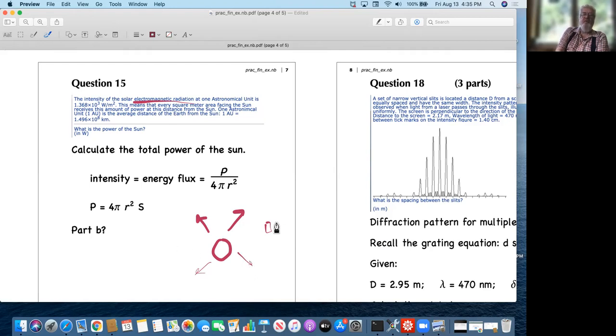What you're told is the energy flux, energy per unit time per unit area at some distance. This distance is 1 astronomical unit, the distance from the sun to the earth. So this number, 1.368 times 10 to the third, is called the solar constant for the surface of the earth.